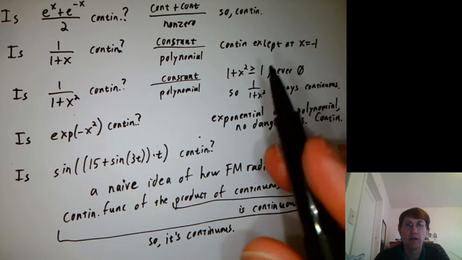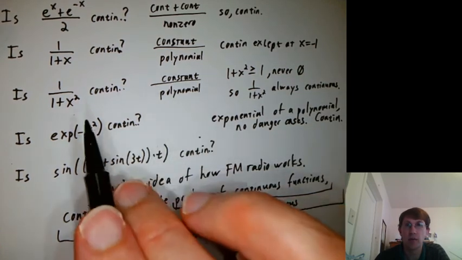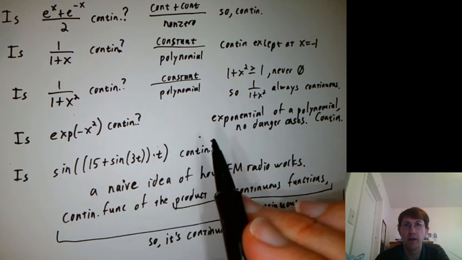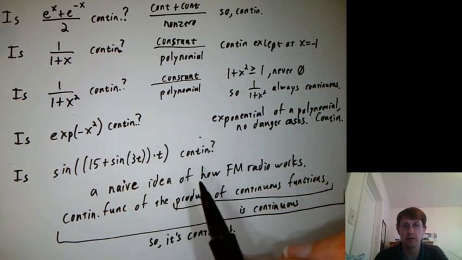So that's how we can use thinking about properties of individual continuous functions and combining them to decide that other functions are continuous.